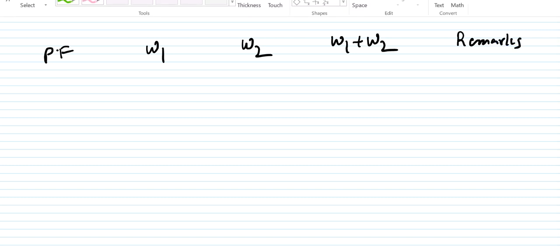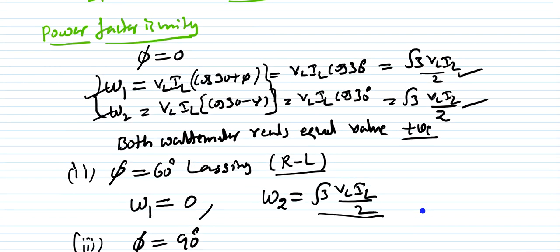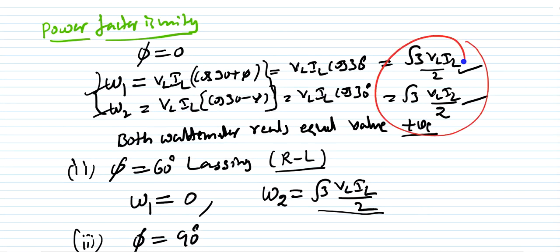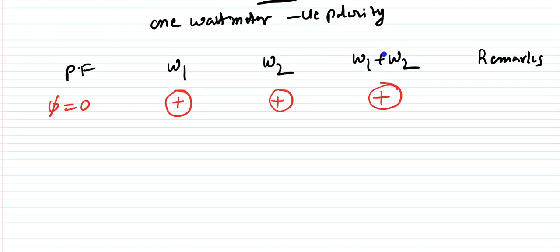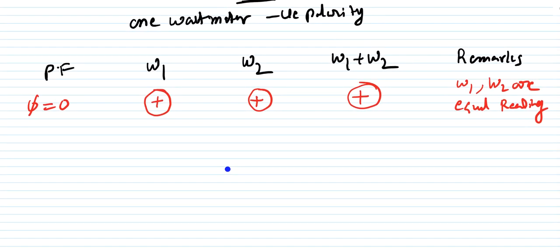Now I will do the analysis, whatever analysis I have done. Power factor angle phi is equal to 0, it means it is unity power factor. Then this is going to read a positive value, this is also going to read a positive value, and W1 plus W2 is going to come as a positive value. That is the first analysis we have done here, isn't it? All are positive values. But what is the remark here? W1 and W2 are equal readings, both are giving equal readings. That is one of the remarks I have seen.